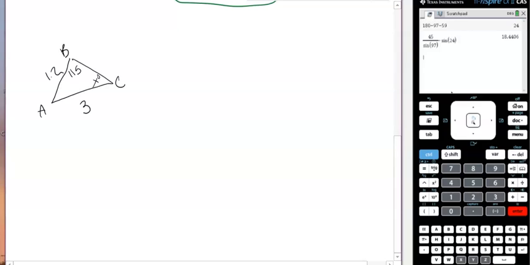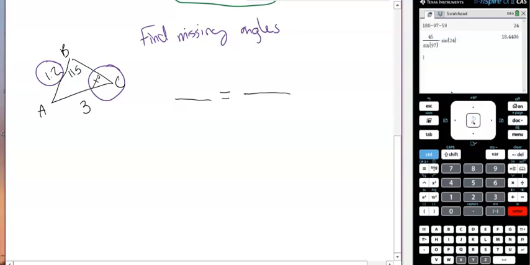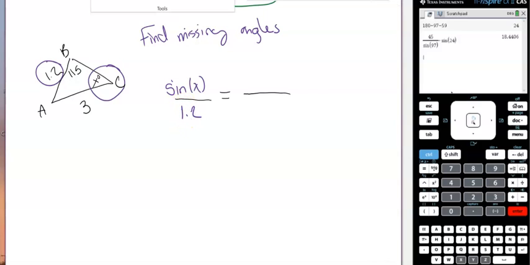So the first thing we want to do is identify which goes with what. If we look here, the angle we're looking for is X degrees, which is at C, which means 1.2 is the side that goes with that angle. Since I'm finding an angle instead of a side, I'm still going to set up a proportion, but now instead of putting the side length on the top, I'm going to put the angles on the top. So I'm going to put sine of X in the numerator and 1.2 in the denominator of the fraction. Then I'm going to look at which other two pieces of information I know.